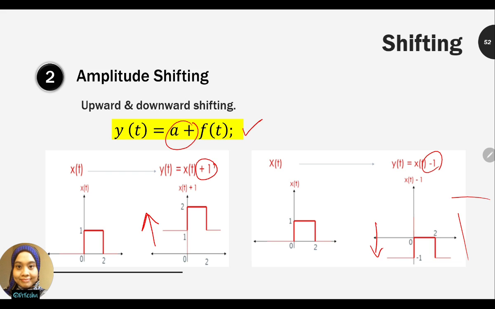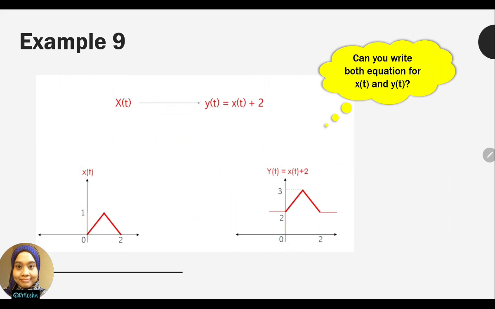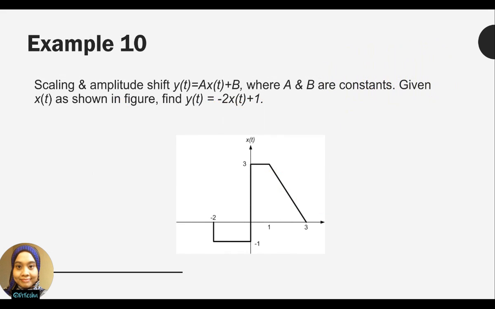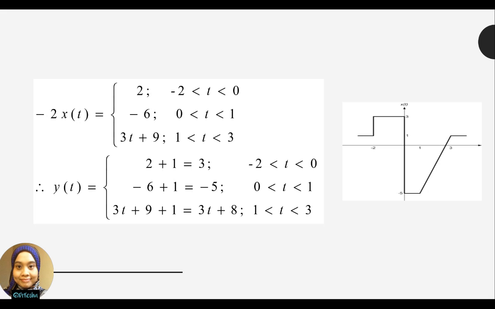Right, there are more examples for you to do. I will try to explain more on this during my online class with you, during the time that I have given.